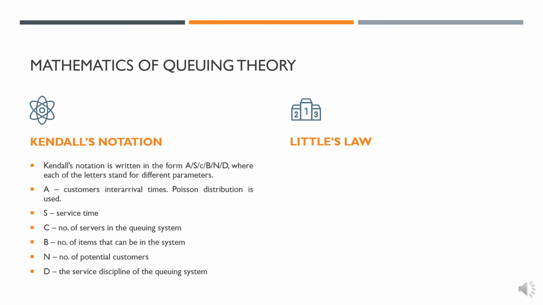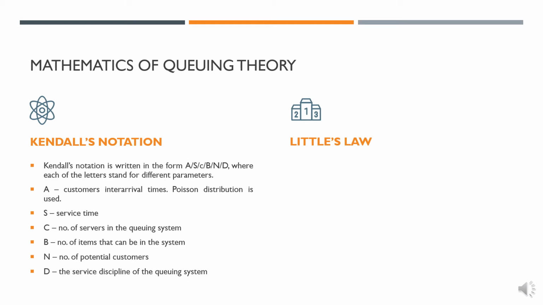The B term specifies the total number of items that can be in the system and includes items that are still in the queue and those that are being serviced. The N term specifies the total number of potential customers, for example, the number of customers that could ever enter the queuing system, which may be considered finite or infinite. The D term specifies the service discipline of the queuing system, such as FIFO, first come first served, or last in first out.